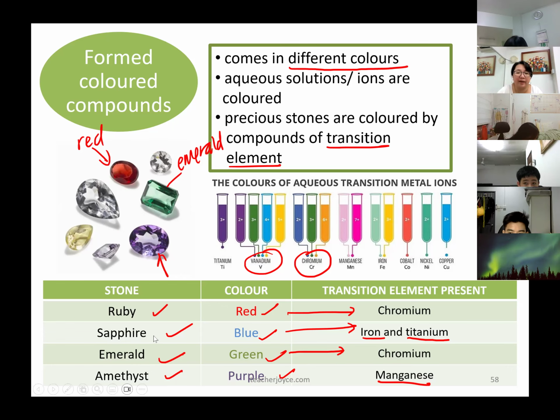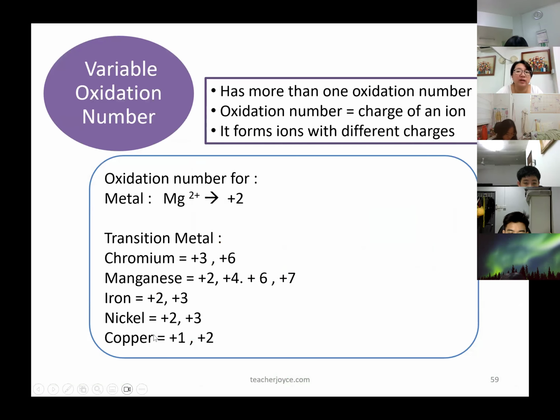Understand? Then look at this one. Zinc: teacher Joyce says zinc is 2+ only. There is no 3+ or 4+. So zinc is not a transition element. It must have more than 1 oxidation number. Then we call them transition metals. These are the examples.